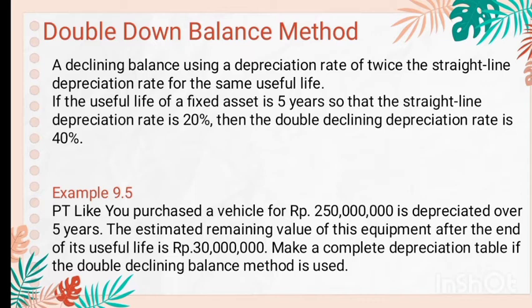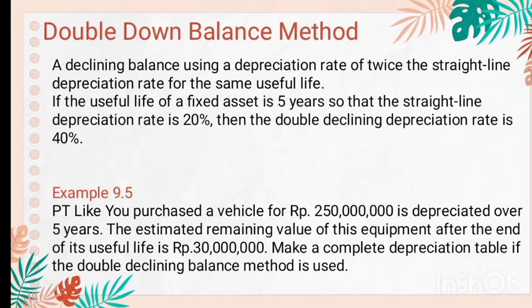Okay, next, the double declining balance method. A declining balance using a depreciation rate of twice the straight line depreciation rate for the same useful life. If the useful life of a fixed asset is 5 years, then the straight line depreciation rate is 20%. Then the double declining depreciation rate is 40%.